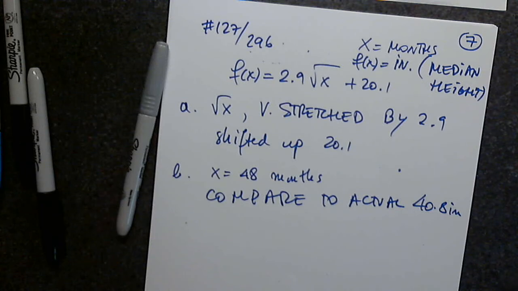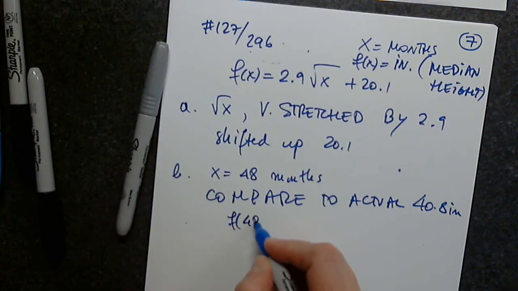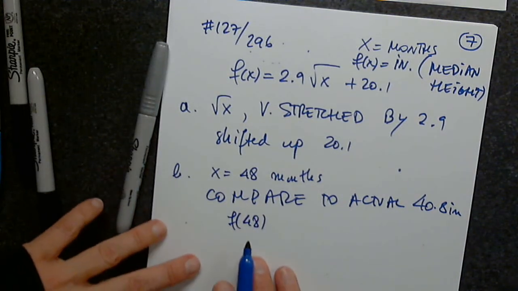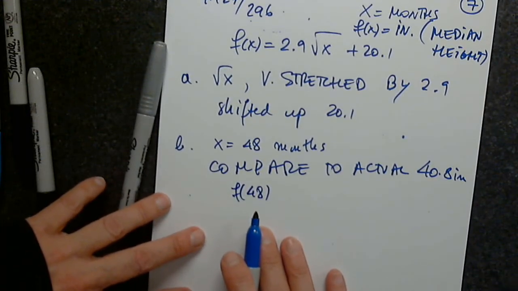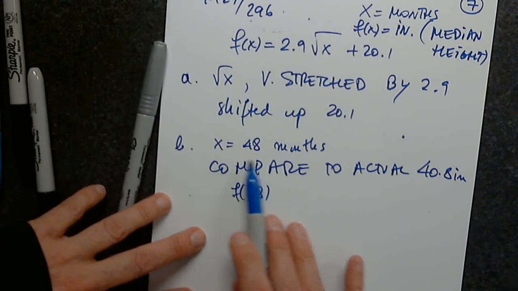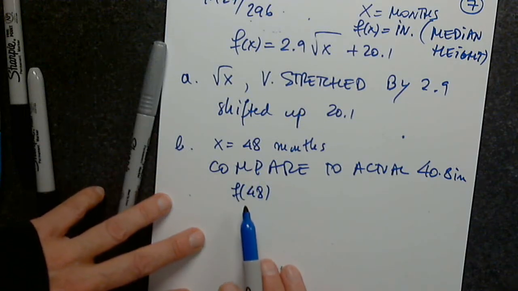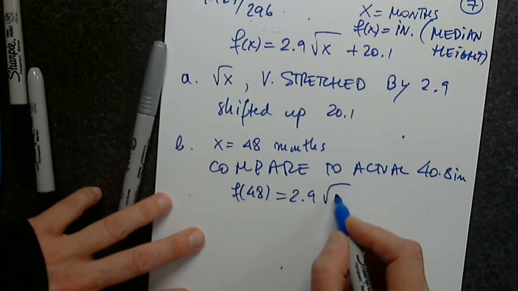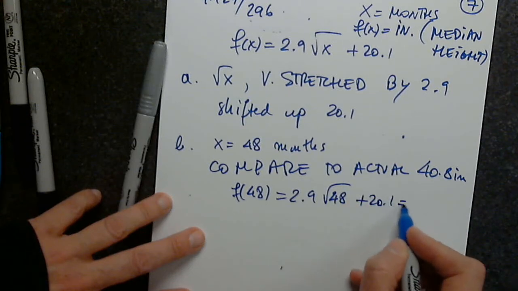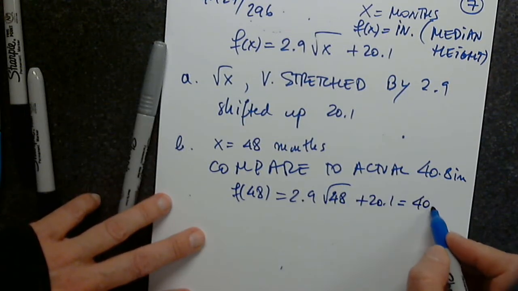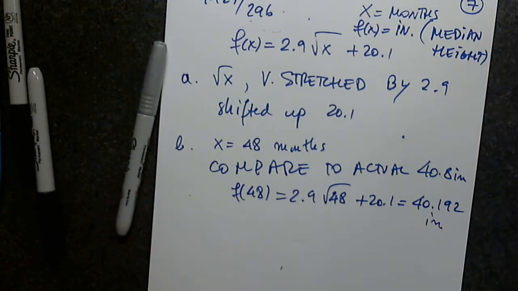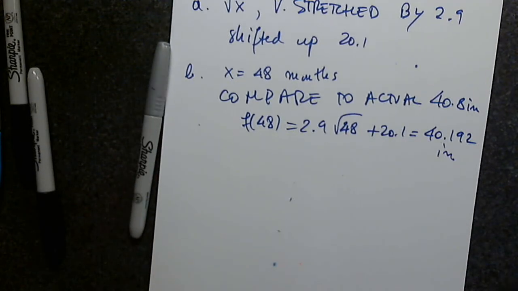so it's up to you. Okay, so in the second table, we're going to plug in 48. And we get 40.192. So f of 48, I should have asked, my apologies. How do we determine the height at 48? You have to plug it in, correct? Okay, so this is 2.9 times the square root of 48 plus 20.1. The calculator gives us 40.192 inches. Now they're asking us a question here in part B.